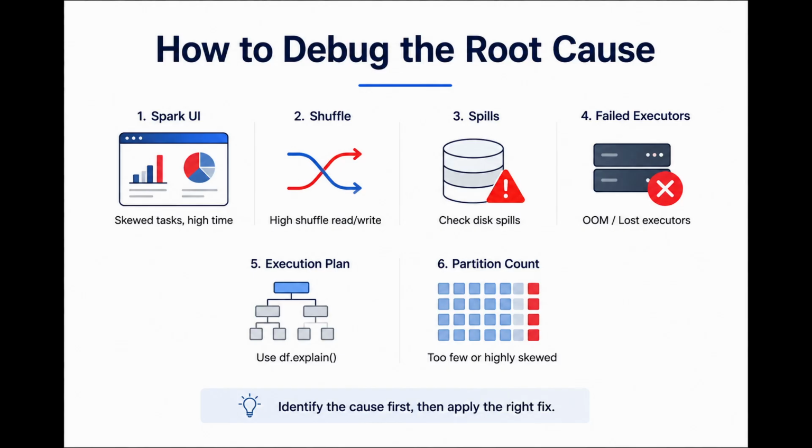So, how do we determine which problem we're facing? The first place to look is the Spark UI. Check whether one task takes much longer than the others. Look at the shuffle read and shuffle write metrics. See whether Spark is spilling heavily to disk. Check whether executors are repeatedly failing. Next, inspect the execution plan using explain. This tells you which join strategy Spark selected. Finally, verify the partition count and check for skewed keys in your data. The important point is this: don't guess. Use Spark's metrics to identify the real bottleneck.